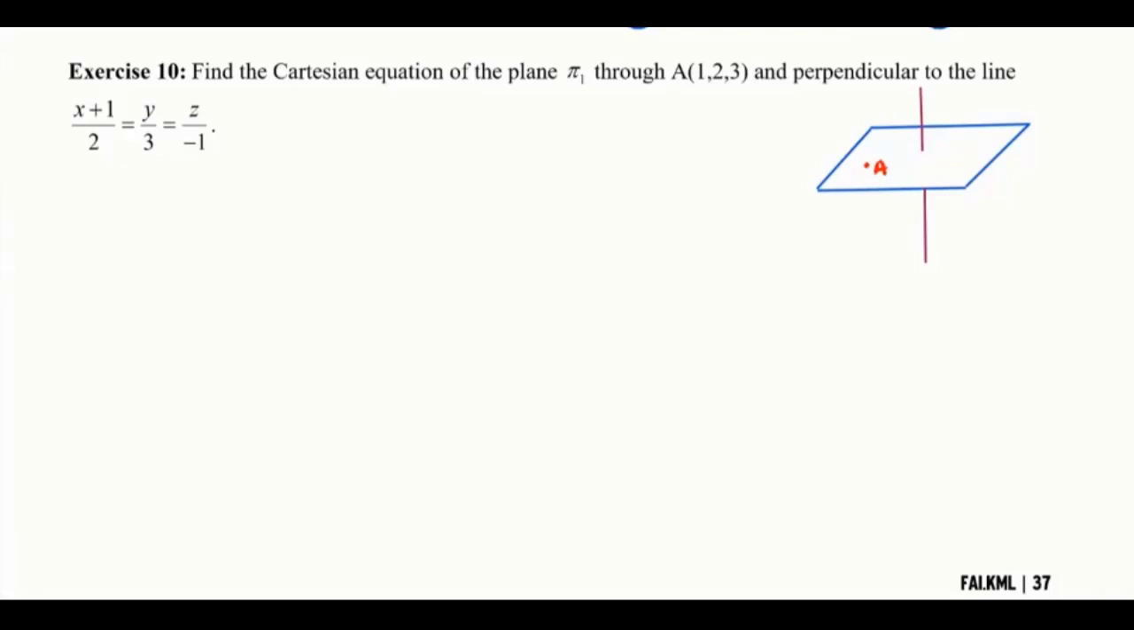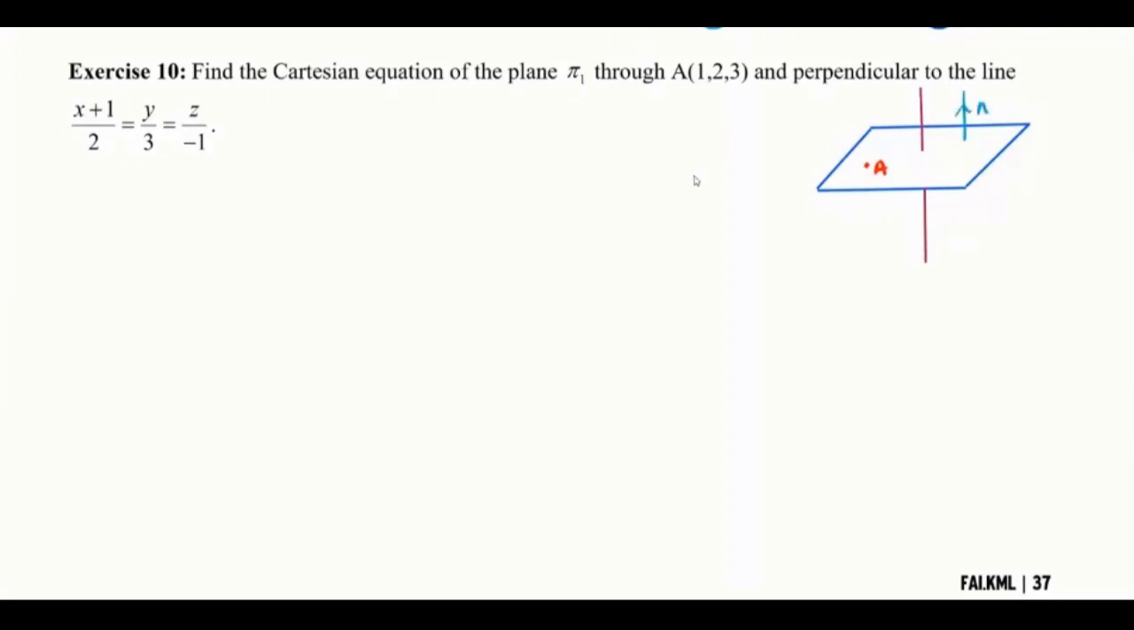Before we start with the angles between two planes and a line and plane, I would like to do exercise 10. Given the question, we have to find the Cartesian equation of the plane through a point, and it says that it is perpendicular to the line. Since it's perpendicular to the line, we're going to have to take the normal for the plane.